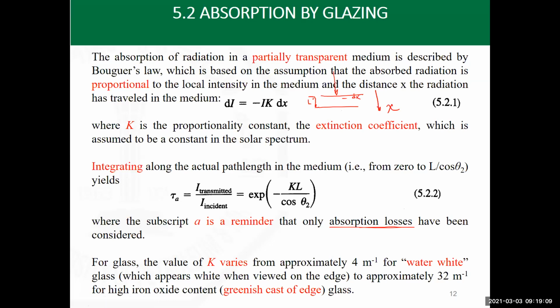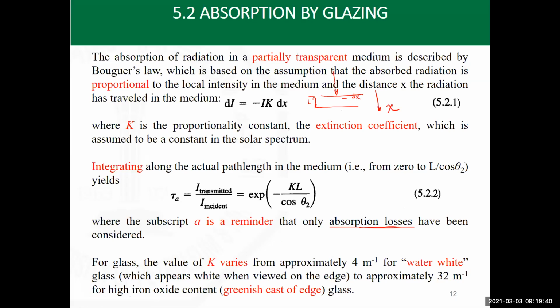The value of K varies for the glass depending on the glass type. From equation 4, it has a unit of meter to the power minus 1, or 1 over meter. This is for the water-white glass. What is the water-white glass? It appears white when viewed at the edge, with K of approximately 4 meter to the power of minus 1. For high iron oxide content, the glass shows a greenish color, with K of approximately 32 meter to the power of minus 1.